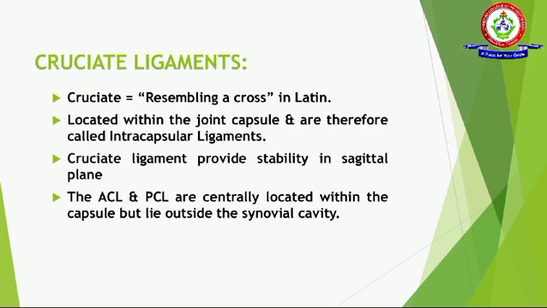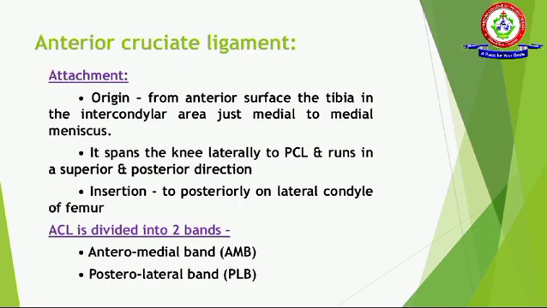Cruciate ligaments. In Latin, cruciate meaning resembling a cross. Located within the joint capsule and are therefore called as intracapsular ligaments. Cruciate ligament provides stability in sagittal plane. The ACL and PCL are centrally located within the capsule but lie outside the synovial cavity. There are two cruciate ligaments, anterior cruciate ligament and posterior cruciate ligament.